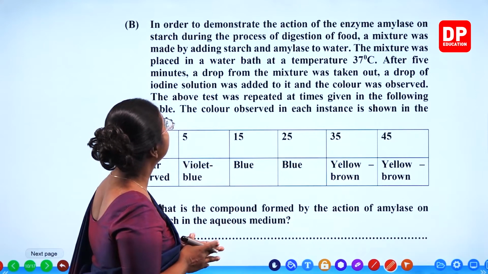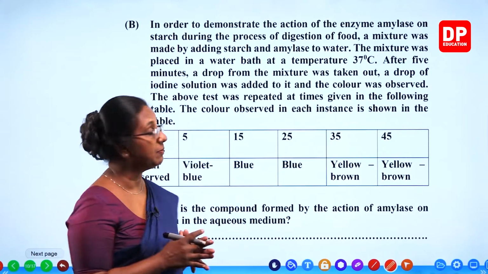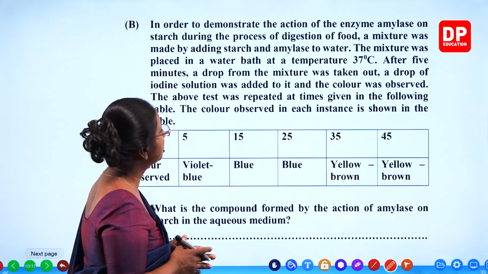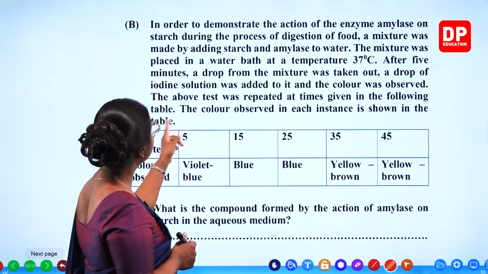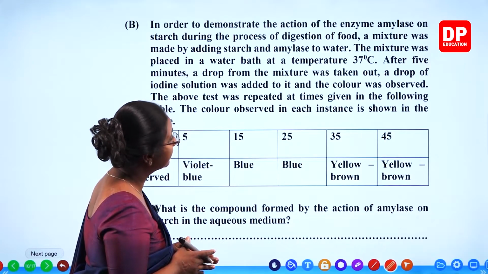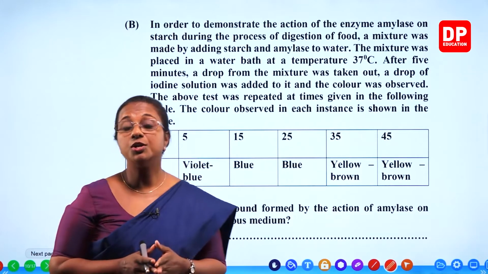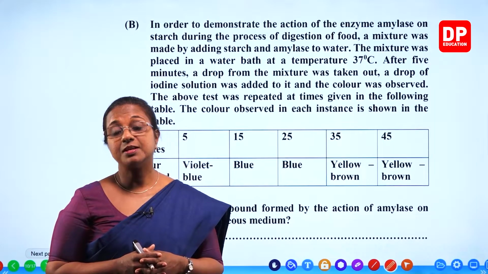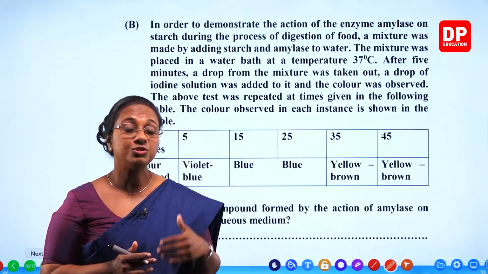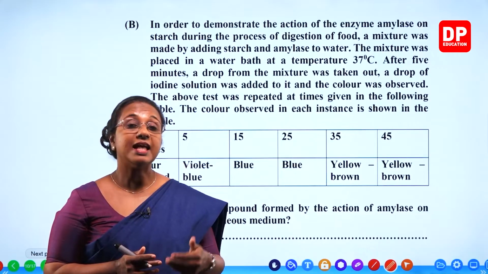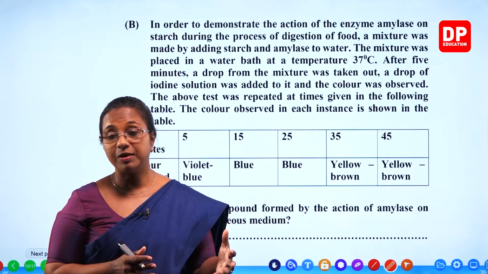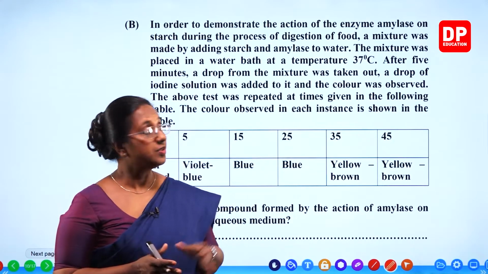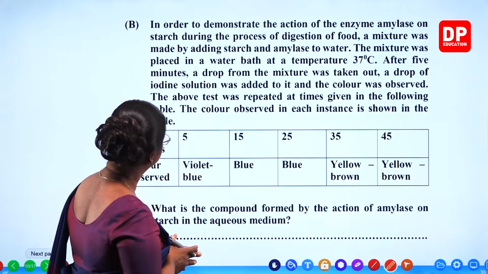That is why we need a water bath to provide that particular temperature. After 5 minutes, a drop from the mixture was taken out. A drop of iodine solution was added to it and the color was observed. Normally, you all know iodine solution is used to observe or test the presence of starch. Iodine solution is a brown color solution that gives a dark blue or dark purple, blackish blue color in the presence of starch. So that is why we do that test.